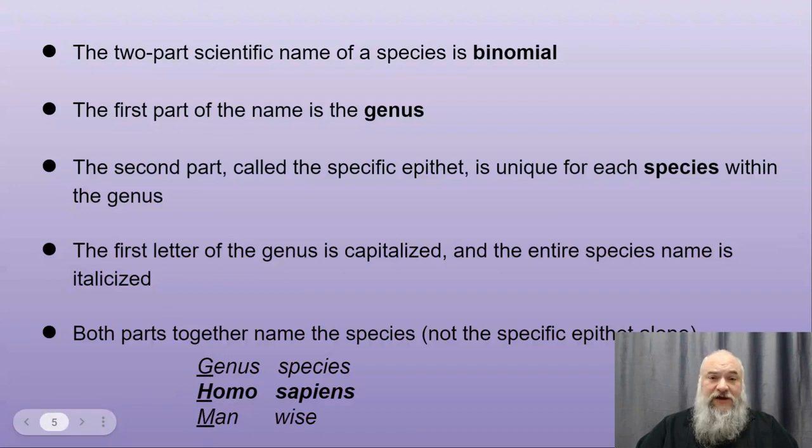So Neanderthals, Homo neanderthalis, Homo erectus, Homo florensis, a few different ones that were very closely related to us, but are no longer here. They're extinct.